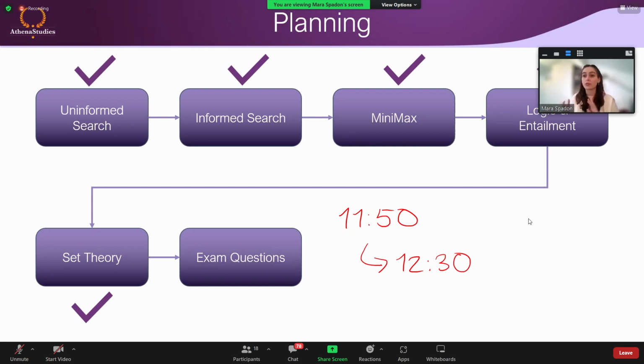So we spent some more time on logic and entailment, right? But that's okay because that one was quite tricky for DPLL. And we spent a little while on set theory, and we went through it. Again, if it is not clear, then please refer to the free course recording. So now we have quite some time for exam questions, which is great. So let's just go through it.